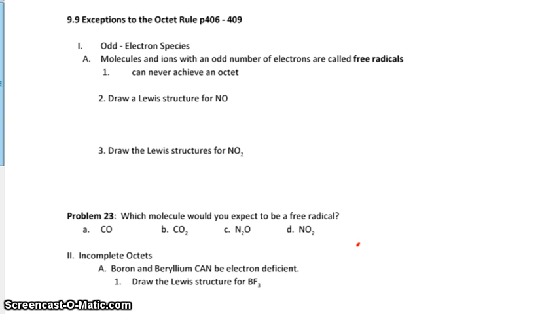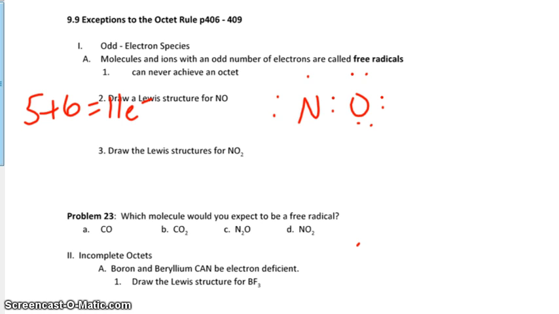Nitrogen has 5, oxygen has 6, for a total of 11 electrons. Those are all the electrons we've got. Here's N and O. I put 2 there, and I have 9 more electrons to go. 1, 2, there's 6, 7, 8, and I'll put 9 by itself. There's nothing I can do about it. Let's check this out. Oxygen has 8. That's good. Nitrogen has 5. Can we do better than that?